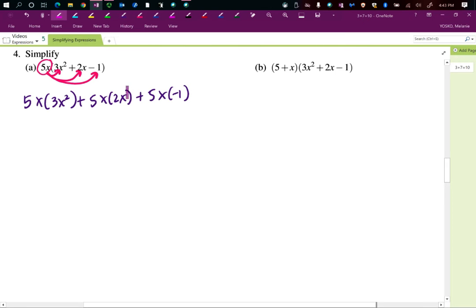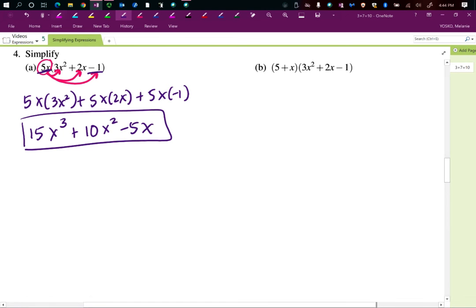And some of you may be comfortable with this and may not need to show this intermediate step. A lot of students will just say this is 15x cubed, because they would take the 5 and the 3 and multiply the numbers first. Then they would take x times x squared, and you get x cubed. And then they would say, okay, well then we have 5x times 2x is 10. Then you have an x times an x, you get x squared. And in the back, they would say 5x times the negative 1 is negative 5x. If you need to show the middle steps, show them. But this is your final answer.